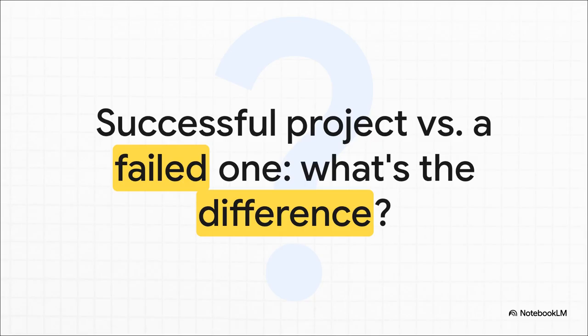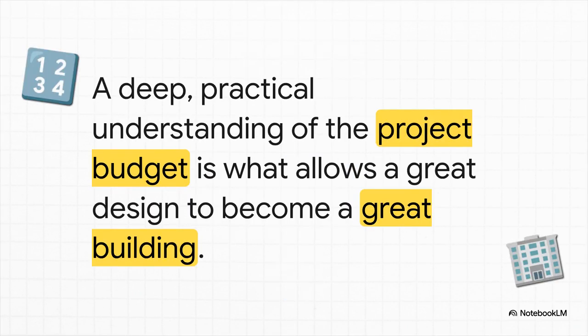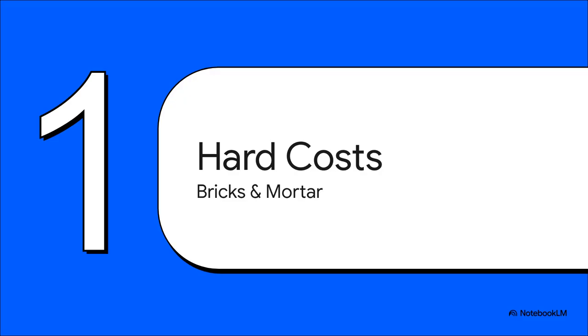Okay, before we get into the nitty-gritty, let's zoom out for a second. Think about it. Besides a killer design, what's the real difference between a project that's a huge success and one that becomes a total disaster? You guessed it. It all comes down to knowing the numbers. Seriously, having a rock-solid grasp of the budget is what turns a great idea on paper into a great building in the real world. And when it comes to the AREs, that knowledge is literally the line between passing and failing.